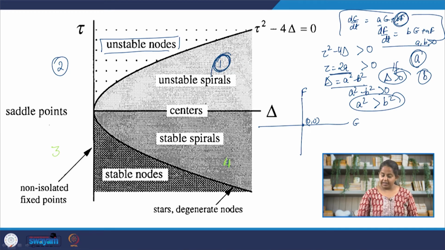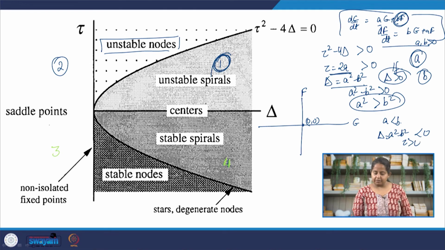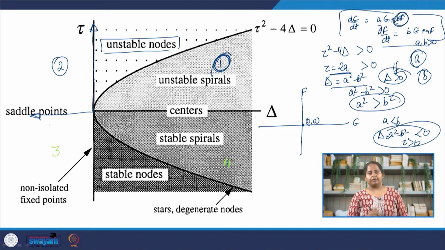Notice, if A is less than B, delta, which is A squared minus B squared, will become negative. So your tau is still positive, but your delta becomes negative. Your tau is still positive, you're still in either the first or second quadrant, but now your delta is negative. We are dealing with a saddle point. Anytime your delta is negative, we are dealing with a saddle point. So now again, it is more important to find eigenvectors.